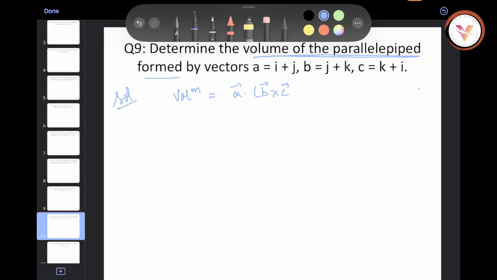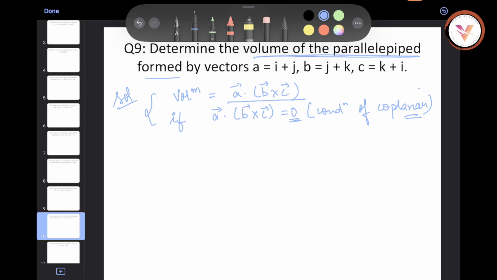Okay, and if A dot B cross C comes out to be 0, then this is the condition of coplanar. The vectors are coplanar. So just remember these two identities. If this is equal to 0, then all the three vectors are coplanar. And just to calculate the volume of the parallelepiped, you don't have to make it equal to 0. Just calculate A dot B cross C.